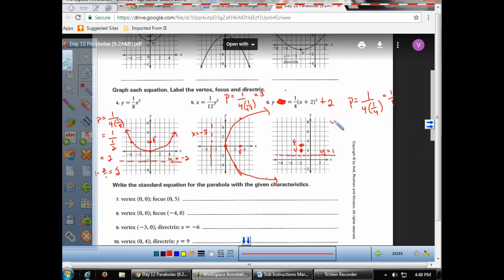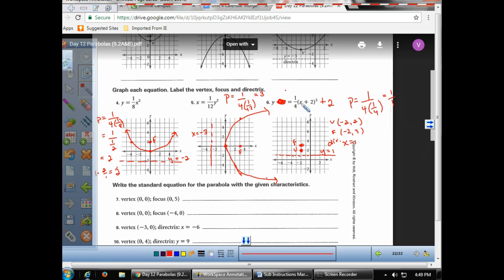Sometimes it helps to write the vertex out. So negative 2, 2. And remember that for this, because it opens up, we're going up 1. So that would be a focus at negative 2, 3, which is what we have here. And a directrix, which would go down from the 2 and put us at y equals 1. So this is our directrix.